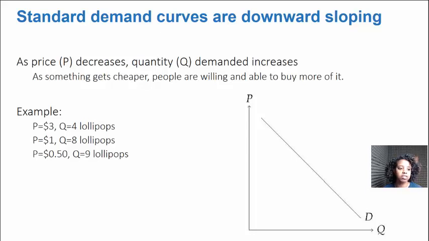So if you're trying to sell, the example here is lollipops, and you sell them for $4, you'll sell fewer lollipops than if you were selling them for $1 or for 50 cents. Because as something gets cheaper, people are willing to buy more of it. You can see in this graph that as the price goes down, price is on the y-axis labeled with the P, the quantity demanded increases.